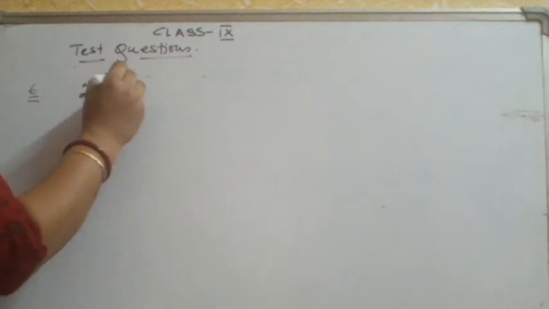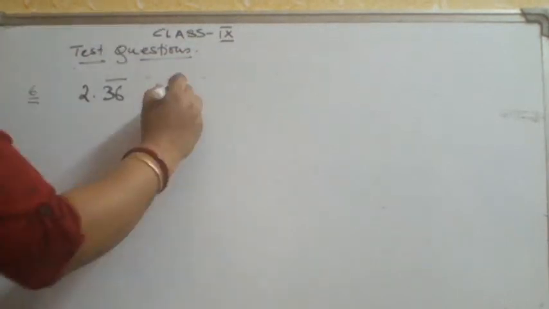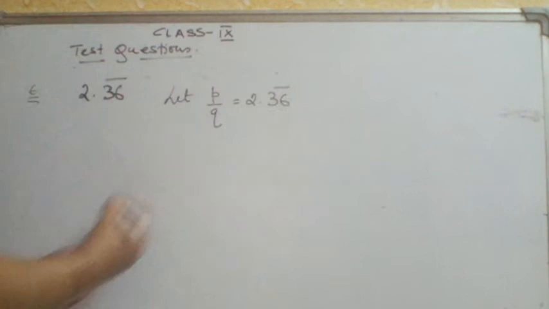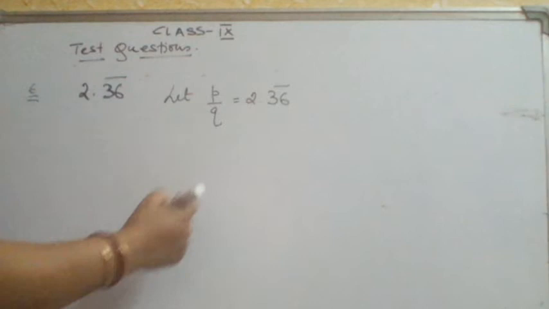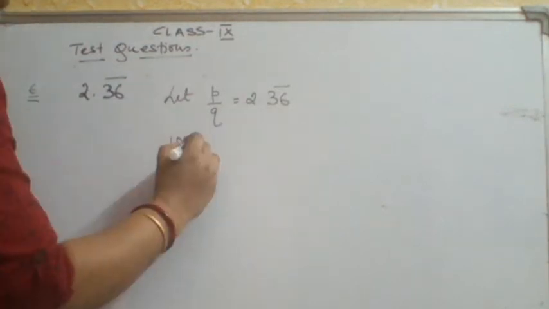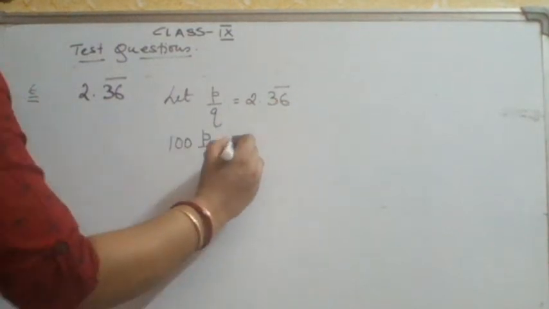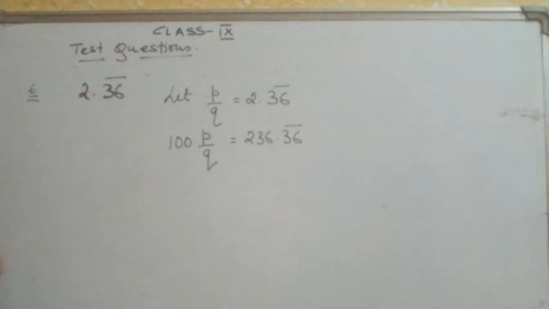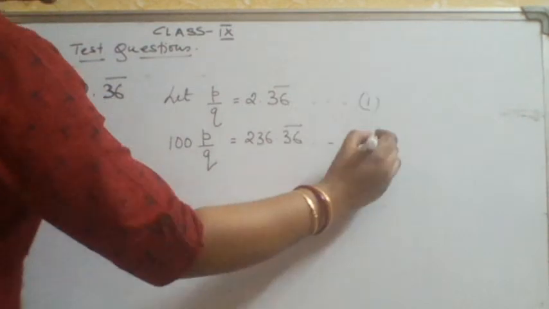This is a recurring decimal, a non-terminating repeating decimal, so we can change it into P by Q form. Let P by Q be equal to 2.36 bar. Because 2 places are repeating, we will multiply it by 100. So 100 P by Q becomes 236.36 bar. Two places come over here and this is 36 bar. This is equation number 1 and this is equation number 2.